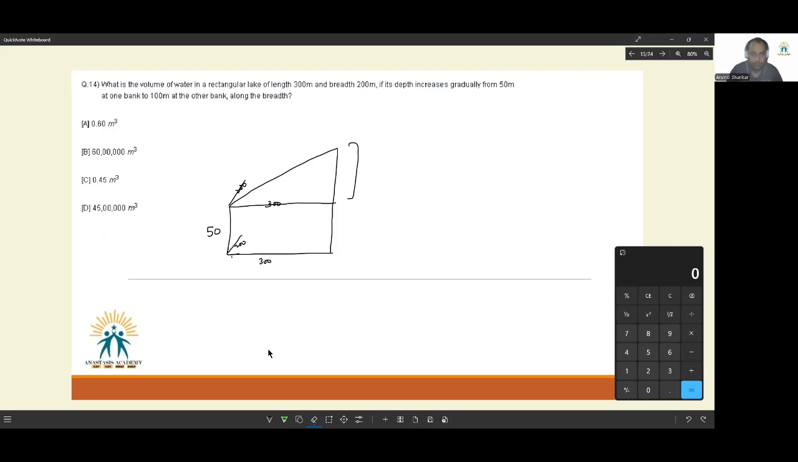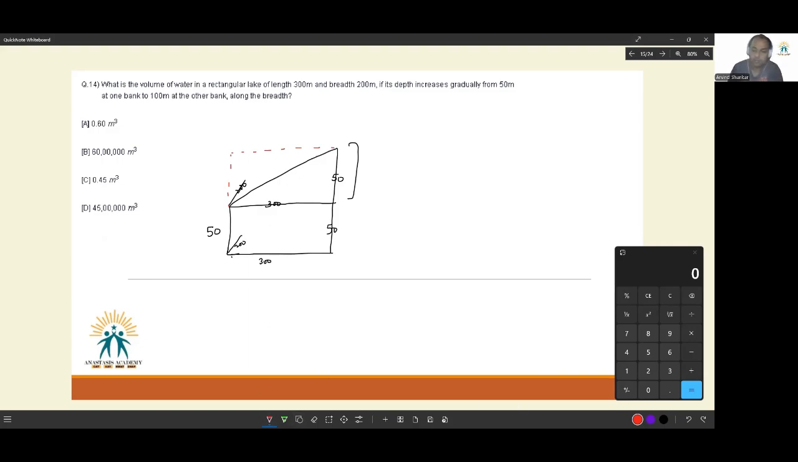This entire thing is 100. So if this is 50, this will also be 50. So if I can complete, both of these are cuboid. This is full cuboid. This is half the cuboid.